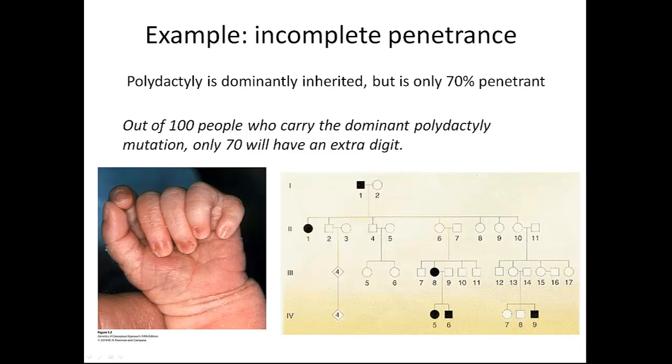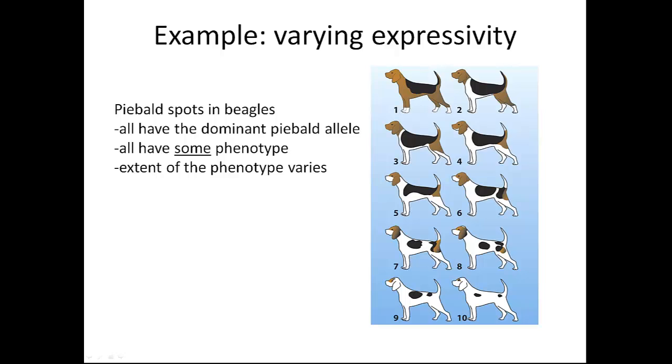And so this ends up giving these really complex looking pedigrees which don't really agree with what we would expect knowing this allele is showing dominant inheritance. Varying expressivity, an example is shown here. So if a beagle has this dominant piebald allele, it will have a spot on its back. But it varies tremendously how big that spot actually is. It can encompass almost the whole body, or it can have just a couple of very small spots. So this is varying expression of the phenotype.